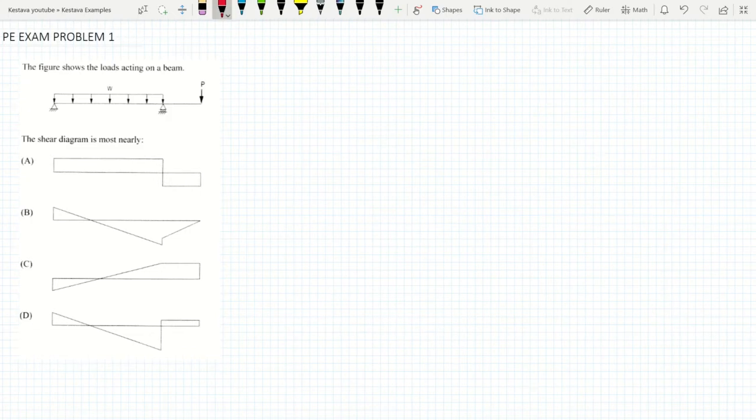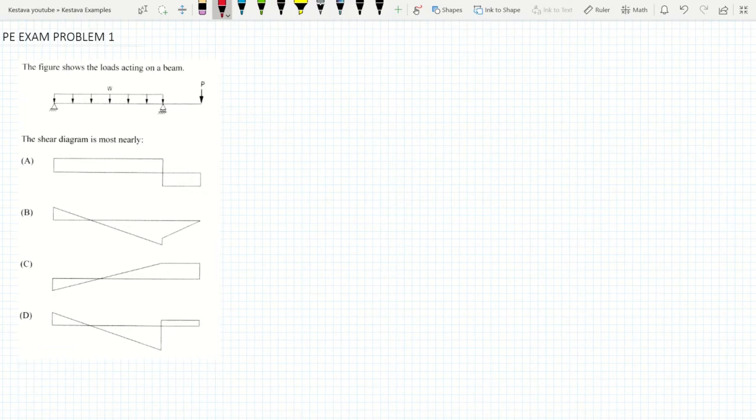Let's jump in. So we have here, as you can see, the figure shows the loads acting on a beam. So you have kind of a propped cantilever, and you have some distributed load, W, and then you have a single point load at the end of that cantilever. And the shear diagram is most nearly which of the following, A, B, C, or D.